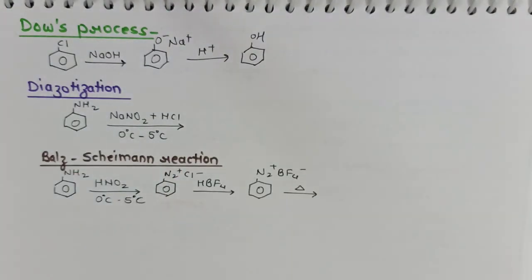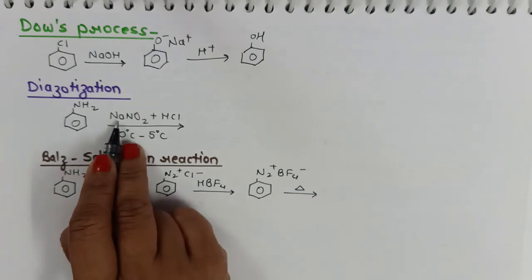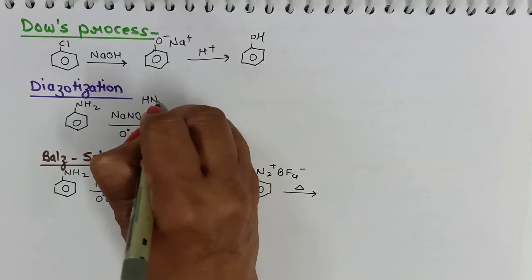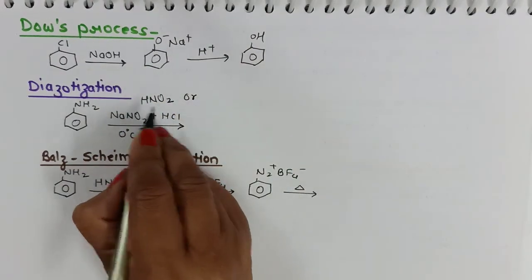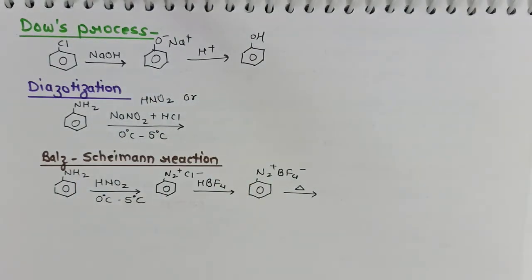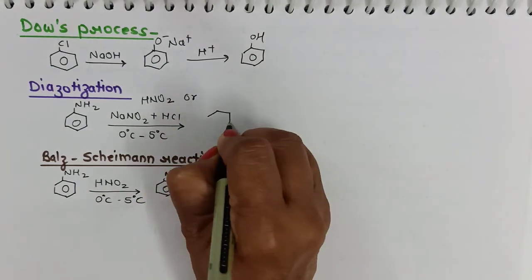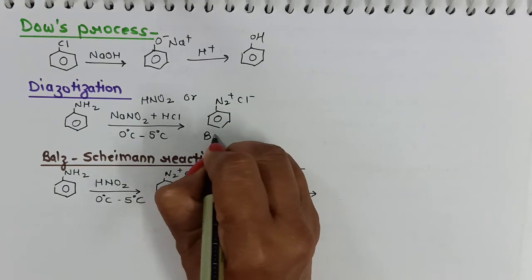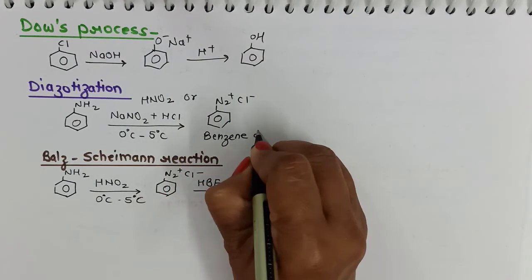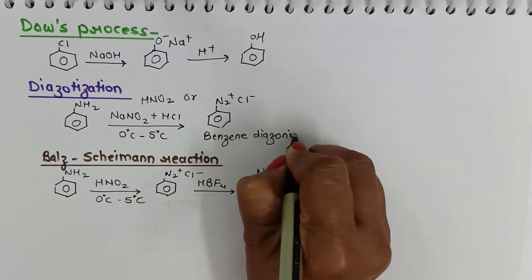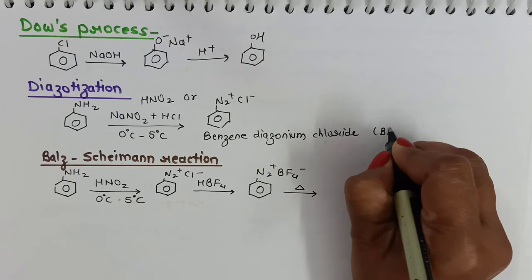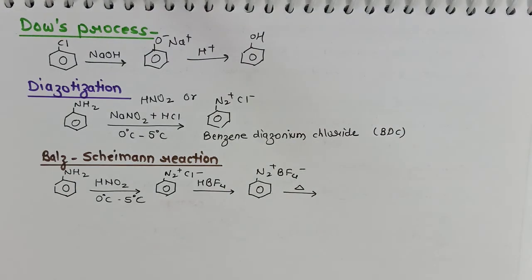Next is diazotization. Aniline when treated with sodium nitrite and HCl, or I can say nitrous acid. Whether I write HNO2 nitrous acid or NaNO2 and HCl, it is one and the same thing. It gives benzene diazonium chloride, which we commonly call as BDC. We have seen many reactions which start from BDC. Sandmeyer and Gattermann reaction, they start with BDC.